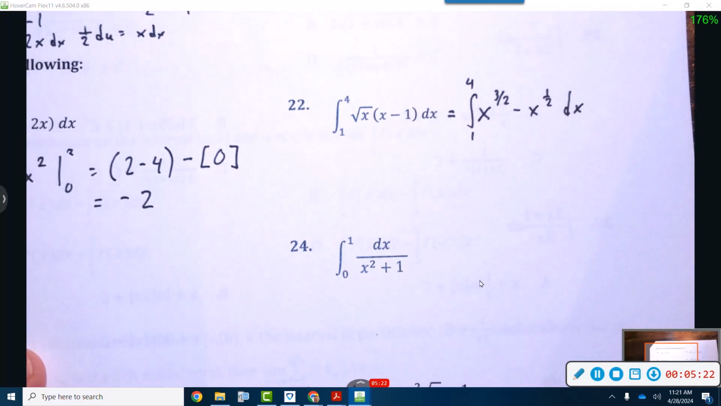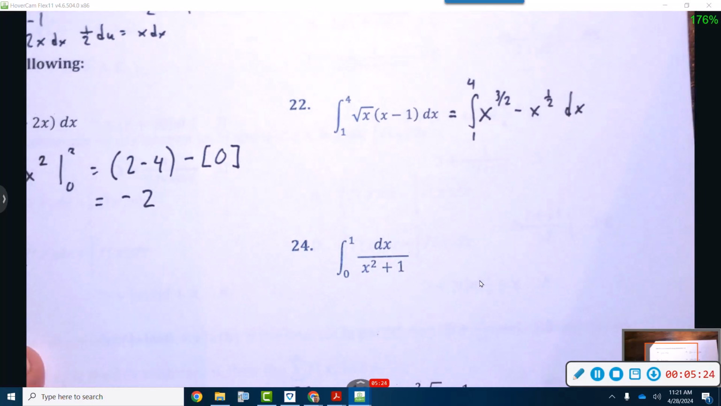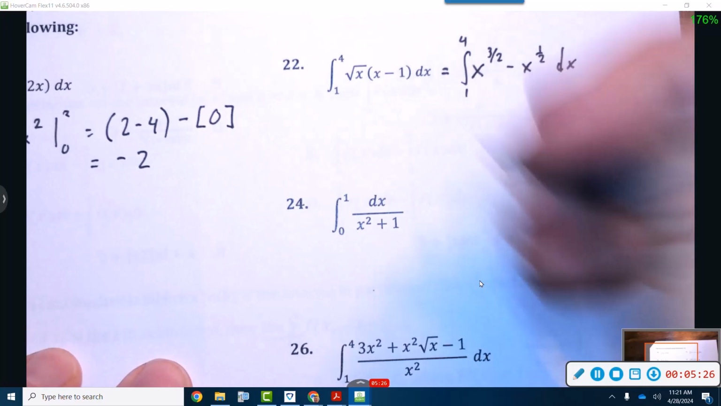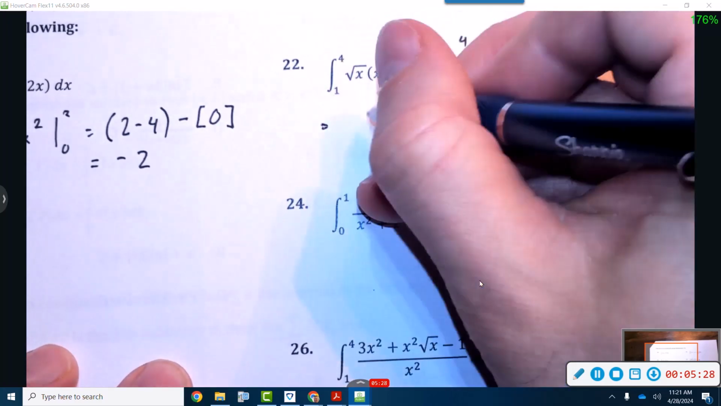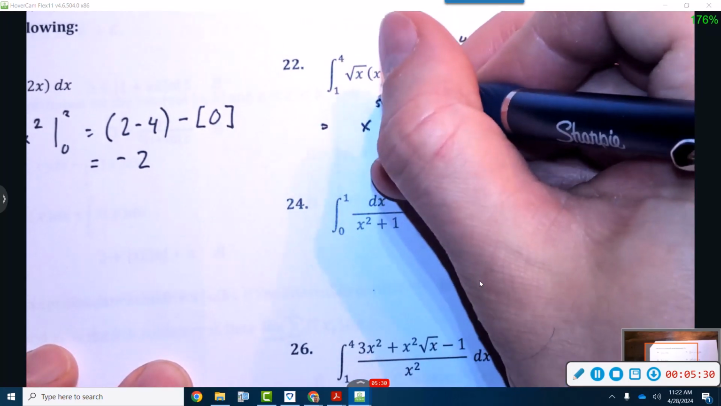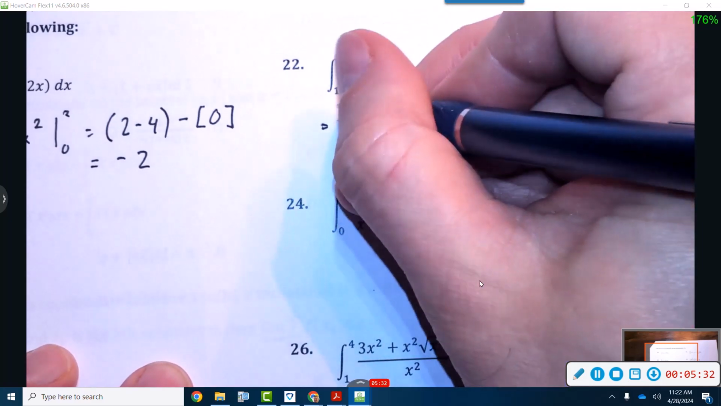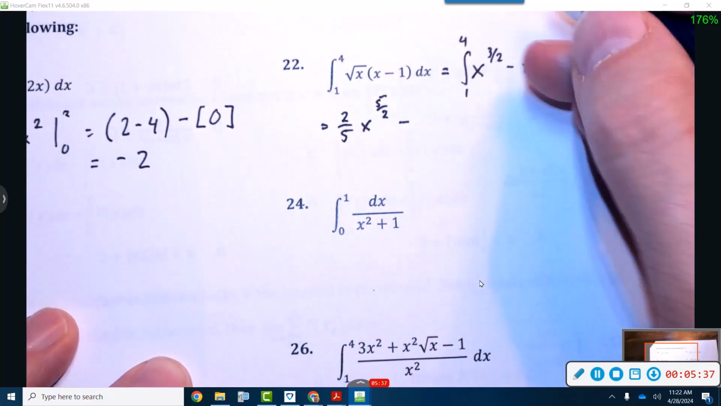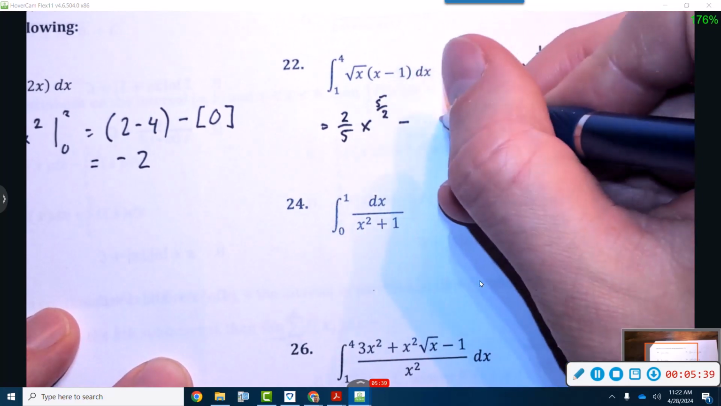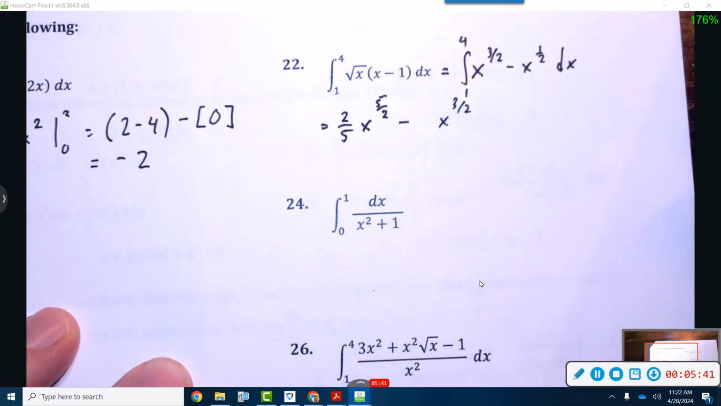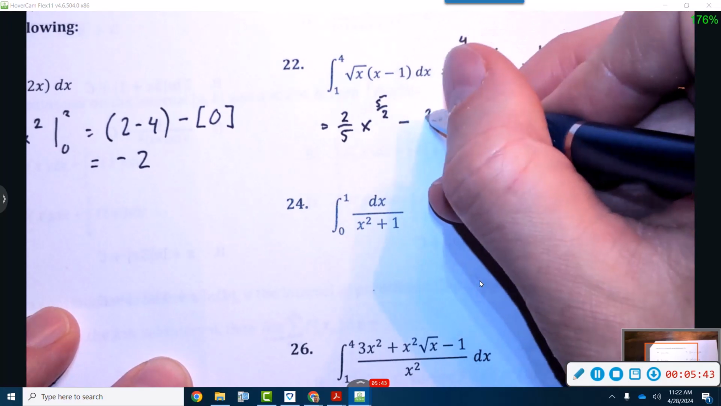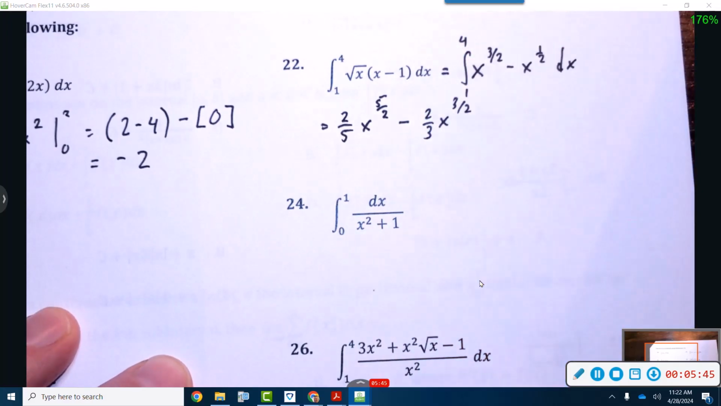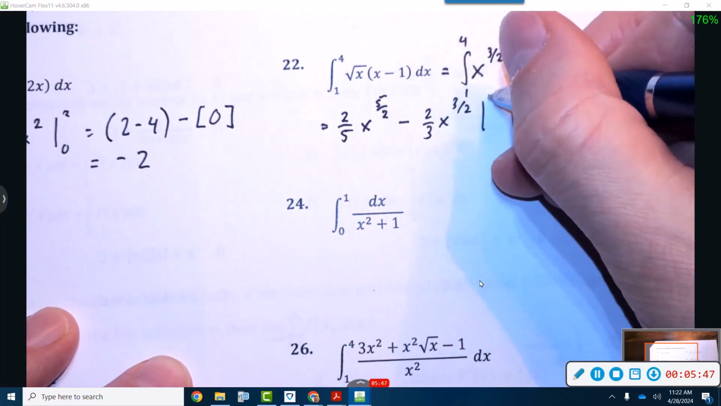Okay, so now we take the antiderivative here, and that would add 1, which would give us 5/2, which means we have to multiply it by 2/5, minus, then we would have to add a degree, so that would be 3/2, and then we'd have to multiply by 2/3. We're going to evaluate that at 4 and 1.